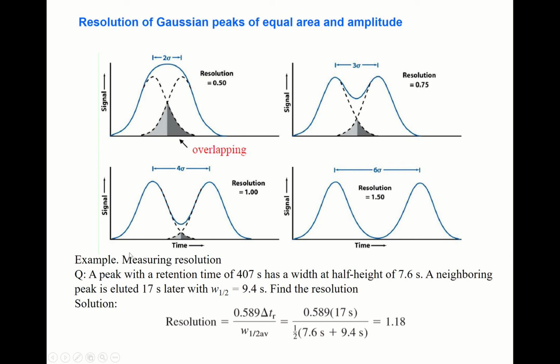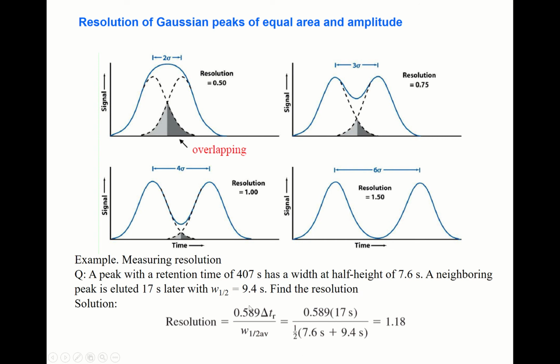Here's an example of measuring resolution. The question: a peak with a retention time of 407 seconds has a width at half height of 7.6 seconds. A neighboring peak is eluted 17 seconds later, with W1/2 equal to 9.4 seconds. Find the resolution. It's easy.